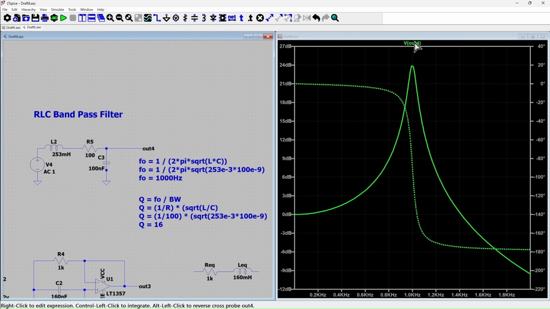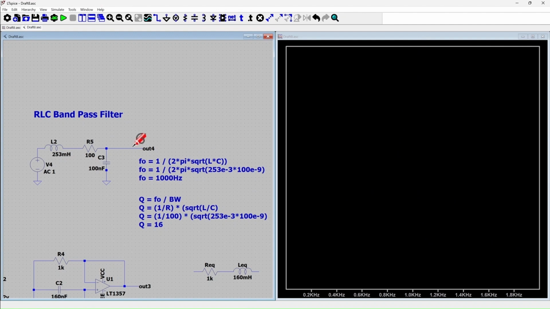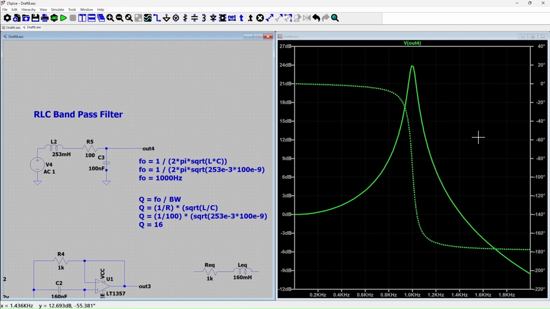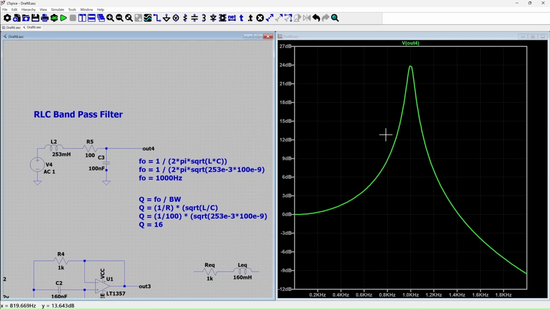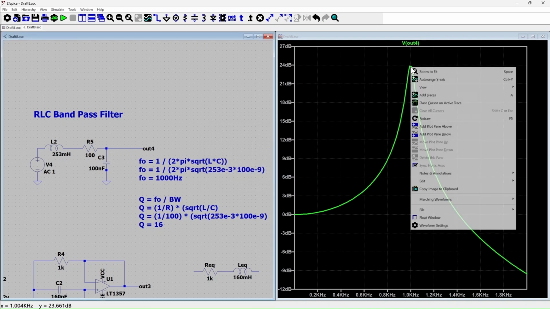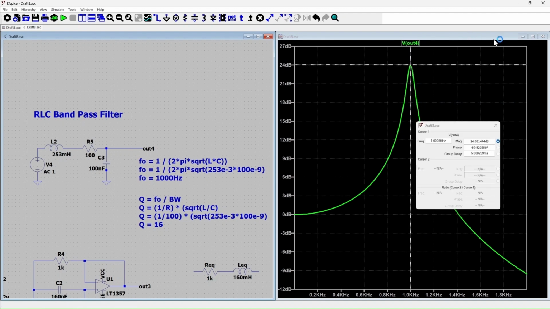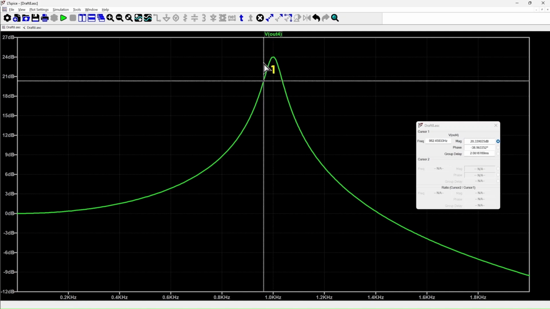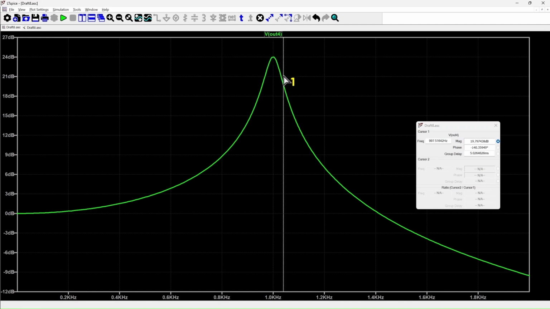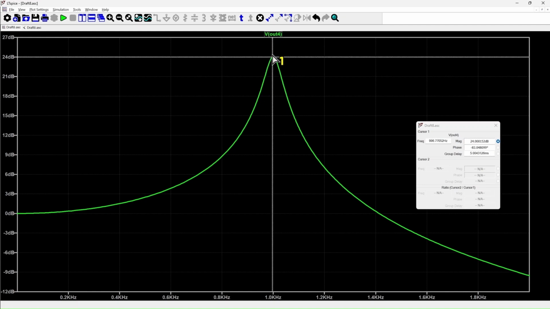As you can see, let me just rerun this trace again. If I put a probe here and I disable the phase plot, you can see that there's a very sharp peak at 1 kilohertz. At 1 kilohertz, the magnitude is 24 dB, which is a very, very peaky response. If I move left or right, the gain will start to reduce, as you can see here. So this is how a traditional band pass filter is made using RLC components.